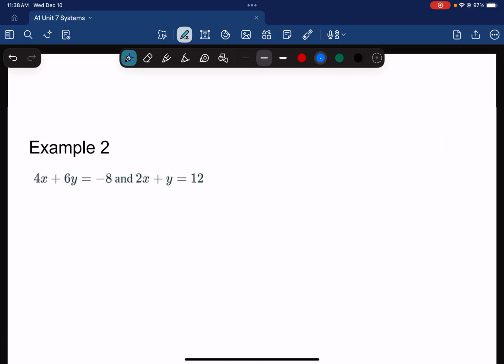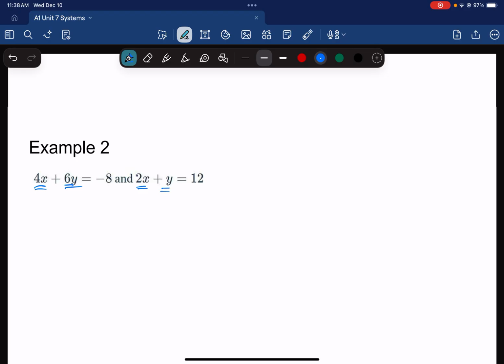All right, here's example 2. Well, this time I don't have one of the equations solved for one of the variables. But I want you to look carefully at the 4 monomials or terms that make up these equations that have variables. So I got 4x, 6y, 2x, and y. Well, which one should I solve for that would be the easiest and take the fewest steps?